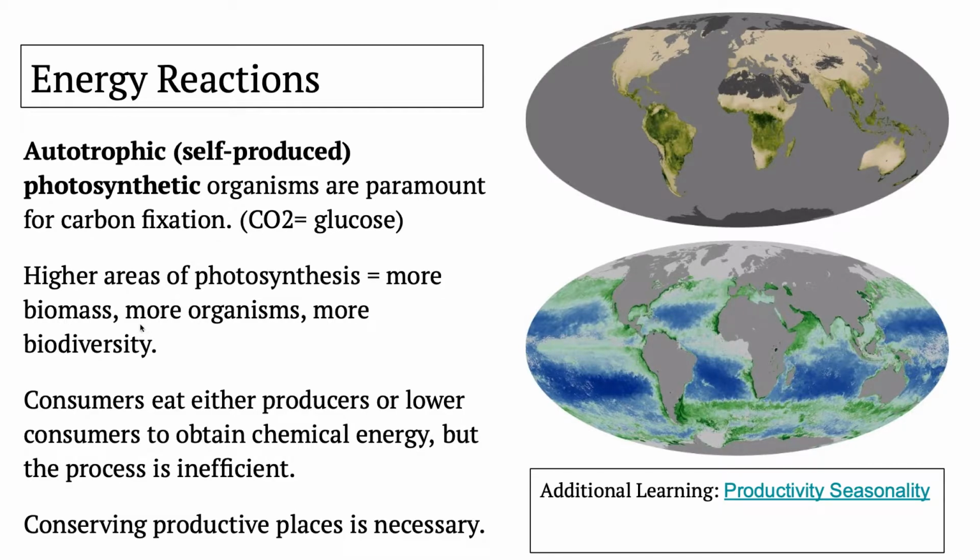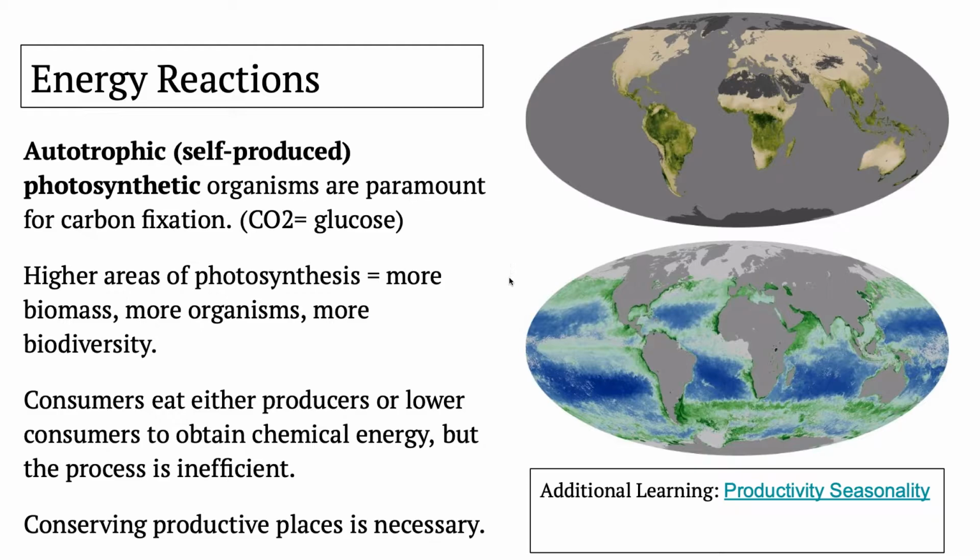So we can see higher rates of photosynthesis in regions of upwelling or coastal regions in the ocean, and also regions near the equator in terrestrial ecosystems that get a lot of sunlight and a lot of rainfall, and lower rates in regions that don't necessarily get those.